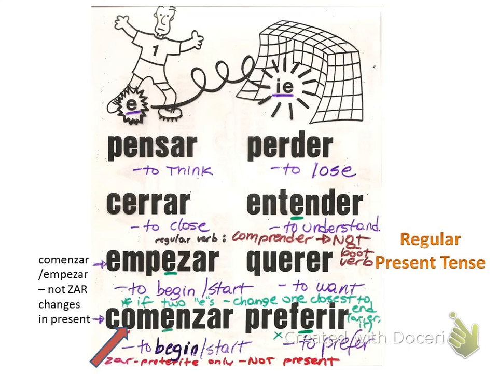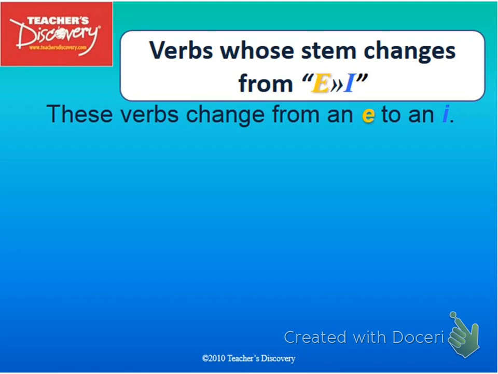Last chapter we talked about preterite verbs and how the Z changes in the yo form to C with an accent. That no longer applies because we're not using preterite. We're now using present tense verbs. So all the rules that we learned for past tense do not apply when we're talking about present tense verbs.